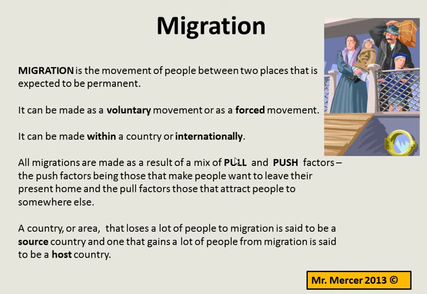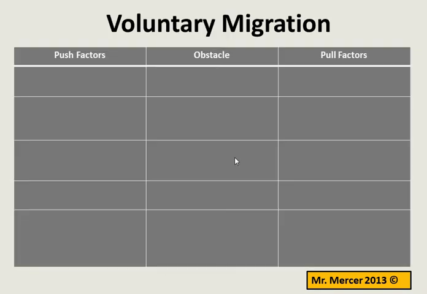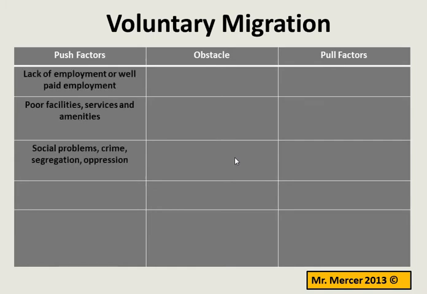Okay. Let's get started with voluntary migration. Now, in this video, where you see a table, that is the basic level of notes that you need to have understood. They're fairly self-explanatory, as I'll demonstrate. The push factors for a voluntary migrant, that's one who chooses to leave, would be lack of employment in their place of residence, poor facilities such as services and amenities, social problems, missing friends or family who have already moved, and lower standards of living.